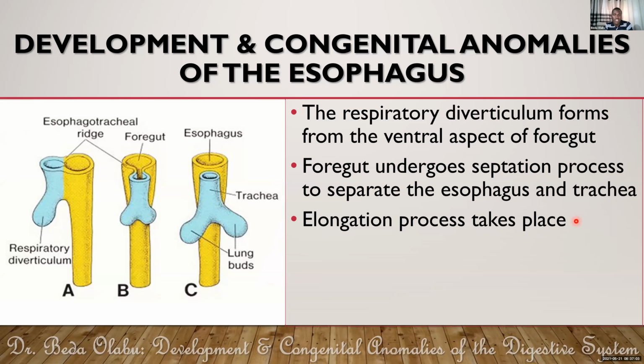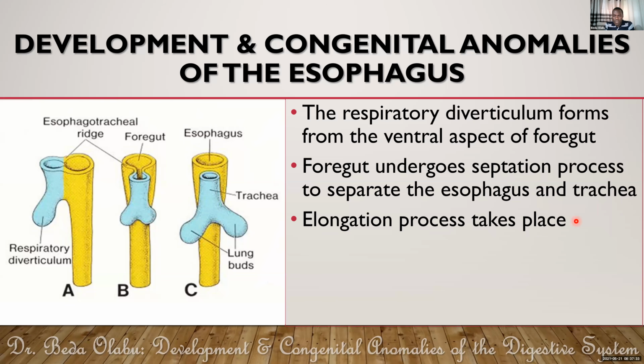And when the heart descends, what happens with the thoracic diaphragm? It's also pushed down. If the thoracic diaphragm is being pushed down, what happens in the stomach? It's also being pushed down. That makes the esophagus elongate. There's another mechanism that explains esophageal elongation, but it is beyond our scope. Our scope is to understand that the esophagus elongates during development.